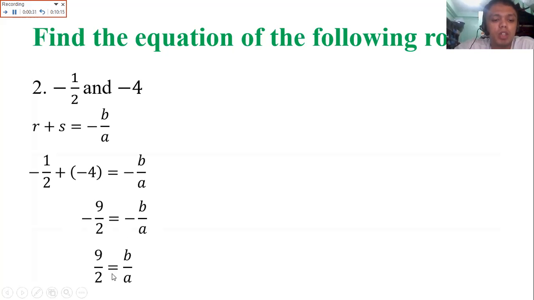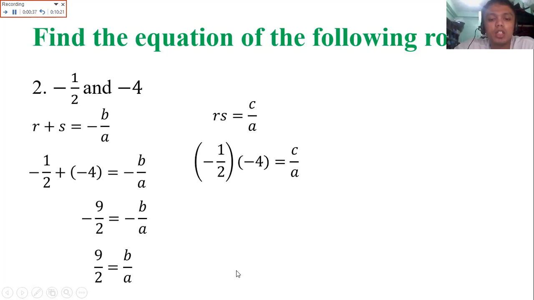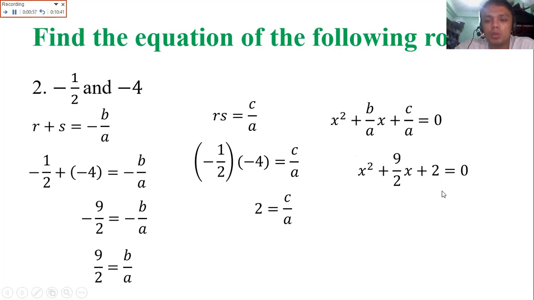Then we have 9/2 equals b over a. Next, for the product, multiply natin negative 1/2 times negative 4. That is 2. Paano naging 2? 1 times negative 4 is 4. Divide by 2, that is 2. Times negative, positive. Then we have x squared plus b over a x plus c over a equal to 0. Substitute your b over a to 9/2, your c over a to 2.